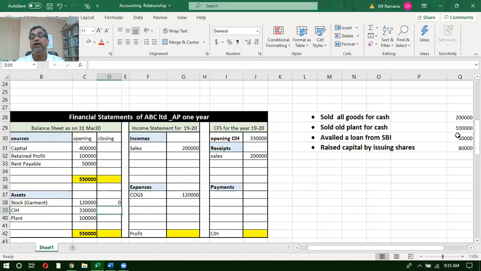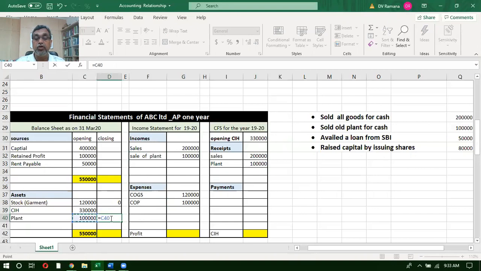Sold old plant for 100,000. So once again, I sold plant, the old plant, for 100,000. And what is the cost of that? So sale of plant is 100,000. What is the cost of the plant? The cost of the plant sold is 100,000. So it has been sold at no profit, no loss.